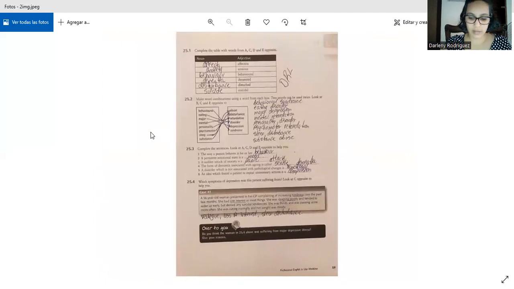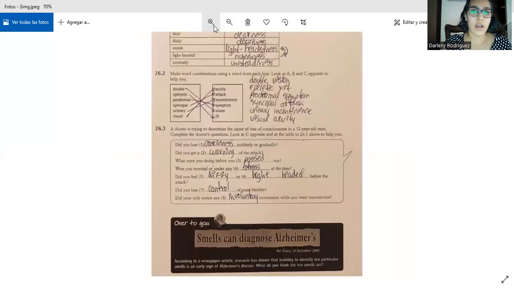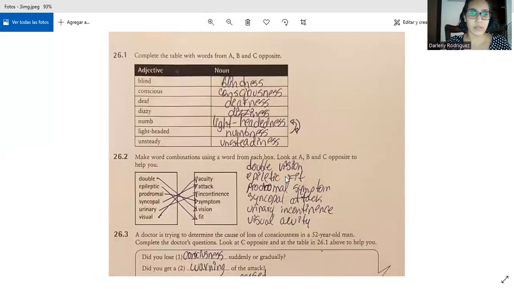Okay, next, chapter 26.1. Complete the table with words from A, B, and C opposite. Adjective, blind. Noun, blindness. Adjective, conscious. Noun, consciousness. Adjective, deaf. Noun, deafness. Dizzy, dizziness. Numb, numbness. And light-headed, lightheadedness. Unsteady, unsteadiness.